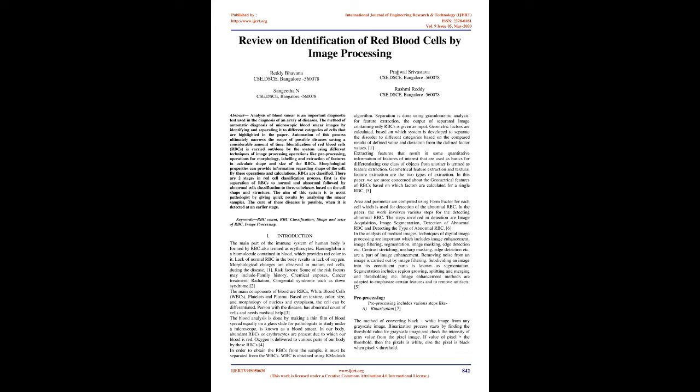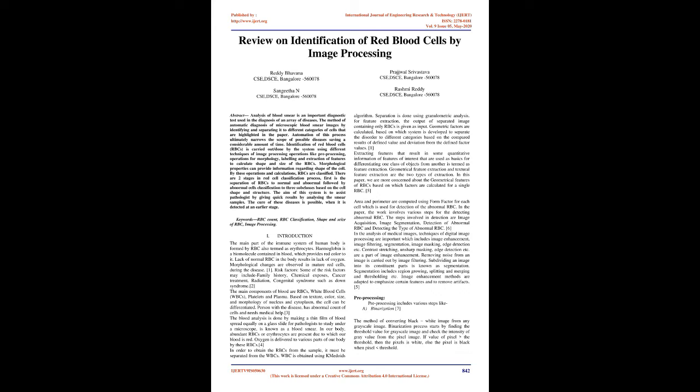Introduction. The main part of the immune system of the human body is formed by RBC, also termed erythrocytes. Hemoglobin is a biomolecule contained in blood, which provides red color to it. Lack of normal RBC in the body results in lack of oxygen. Morphological changes are observed in mature red cells during the disease. 1. Risk factors. Some of the risk factors may include family history, chemical exposure, cancer treatment, radiation, congenital syndrome such as Down syndrome. 2. The main components of blood are RBCs, white blood cells, WBCs, platelets, and plasma.